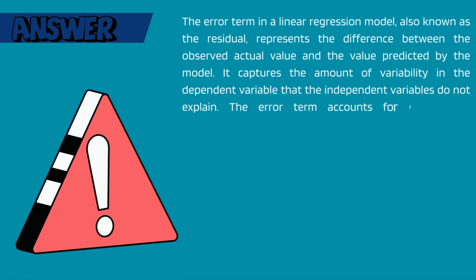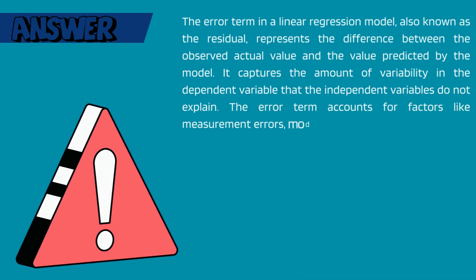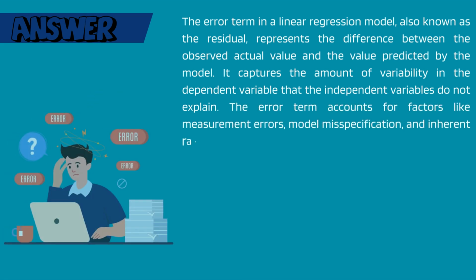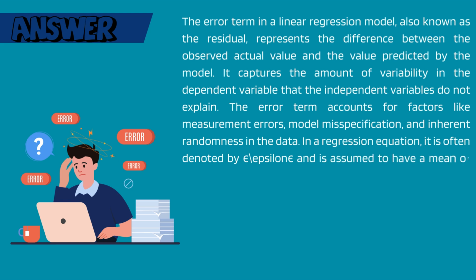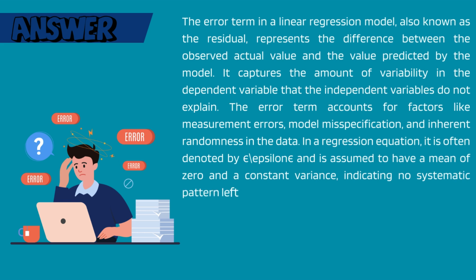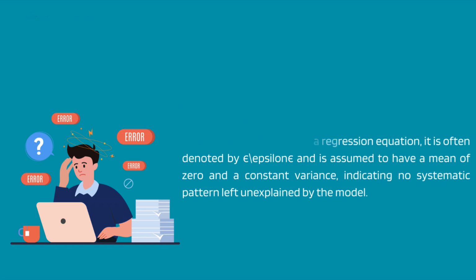The error term accounts for factors like measurement errors, model misspecification, and inherent randomness in the data. In a regression equation, it is often denoted by epsilon and is assumed to have a mean of 0 and a constant variance, indicating no systematic pattern left unexplained by the model.